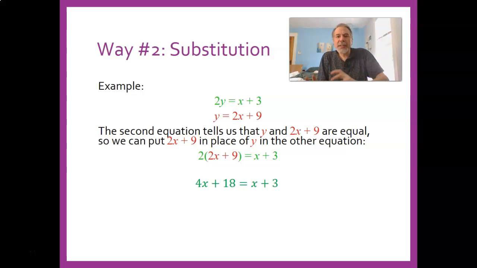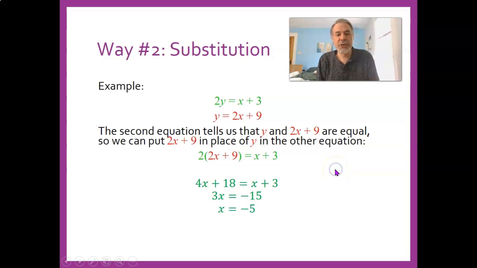Now I want to get one side for just x terms and the other side for just constant terms by adding or subtracting the same thing on both sides. So here I think I will subtract x on both sides. 4x minus x is 3x. And I will subtract 18 from both sides. The 3 over here minus 18 gives me a negative 15. So now I've got 3x equals negative 15. To get from 3x to just x, divide by 3. Undo the multiplication with division. So x equals negative 5.